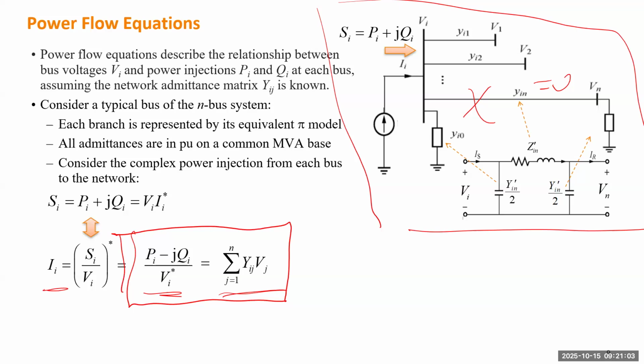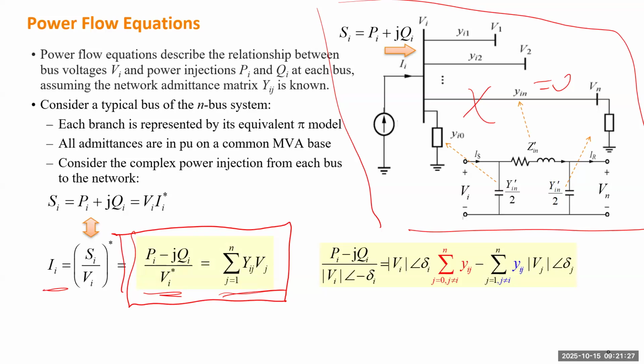Which is the basic form for the power flow equation. So later we can have some other variants based on this equation. For instance, we only take the real part or only take the imaginary part, depending on whether we want to calculate P or Q. But all such equations, or what we call power flow equations, start from here.